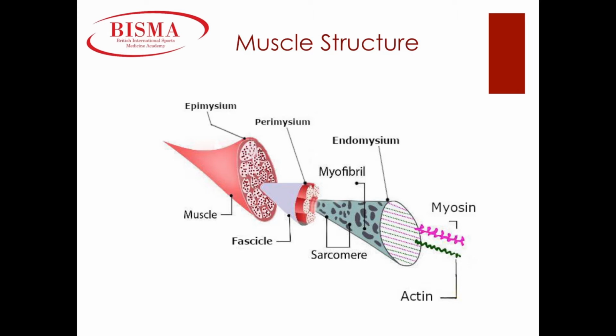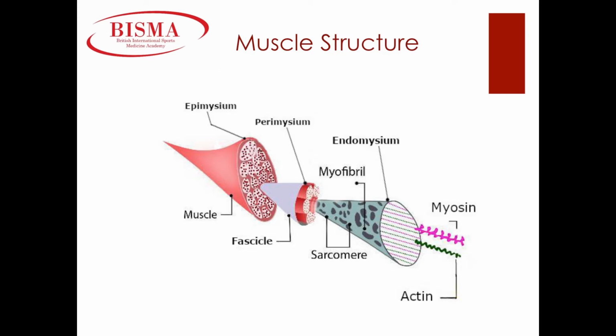Within the muscle, we have bundles of muscle fibers. A bundle of muscle fibers is called a fascicle, and these are also covered by a connective sheath called the perimysium. And our individual muscle fibers are also covered by a sheath called the endomysium. The muscle fibers are made up of smaller elements known as myofibrils. It is along the myofibril that you find the smallest contractile unit within the muscle, the sarcomere.